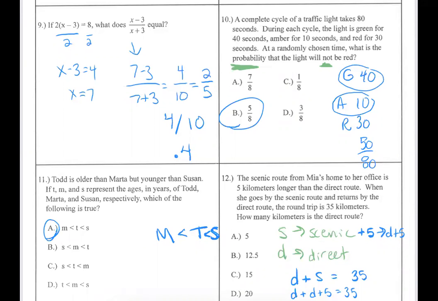And then that will allow me to solve. So 2D plus 5 equals 35, or 2D equals 30, which means the direct route would be 15 kilometers. Okay. You don't have to write that equation. You could just as easily say, okay, I'm going to take out the extra 5 by subtracting 5, and you're essentially doing the same thing as solving the equation.